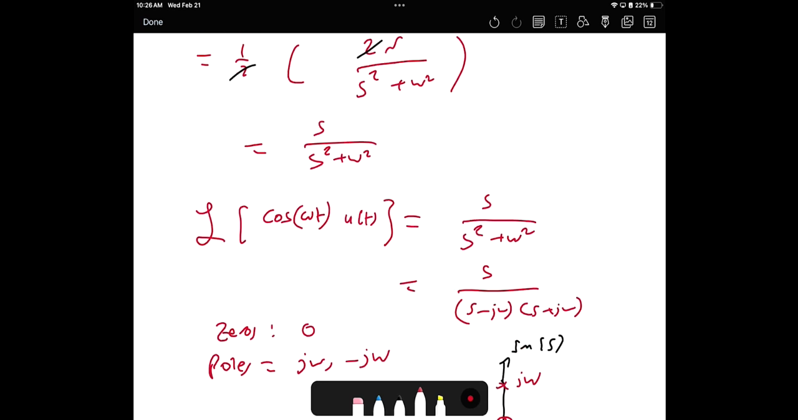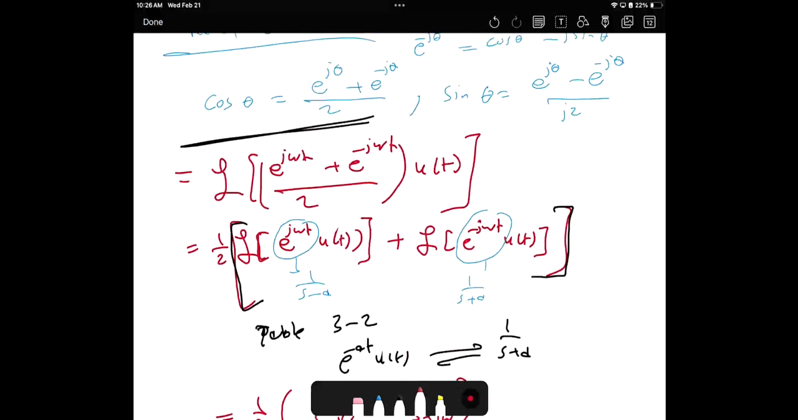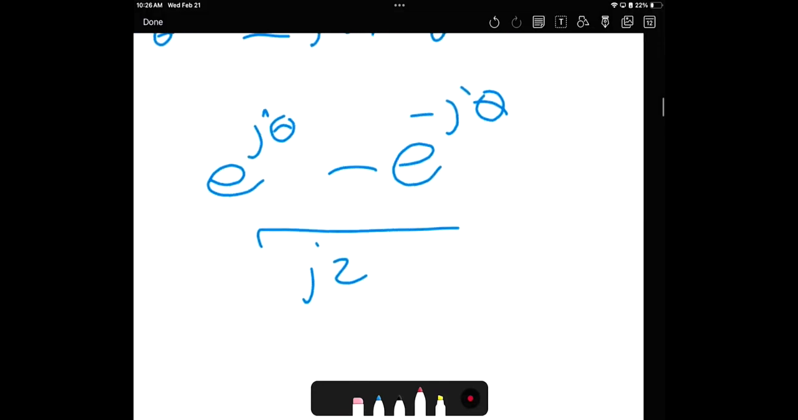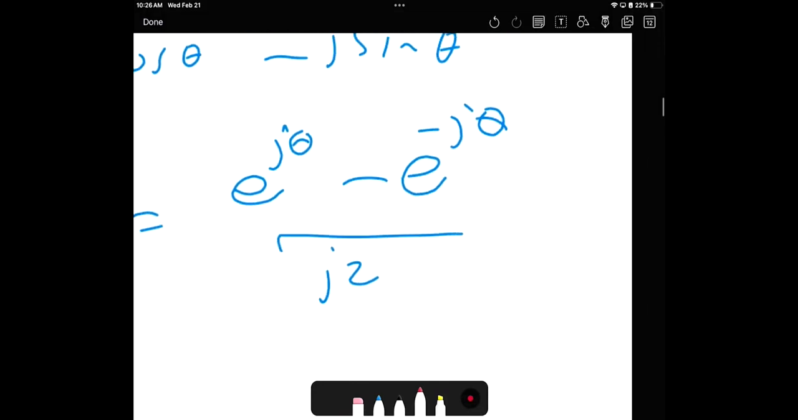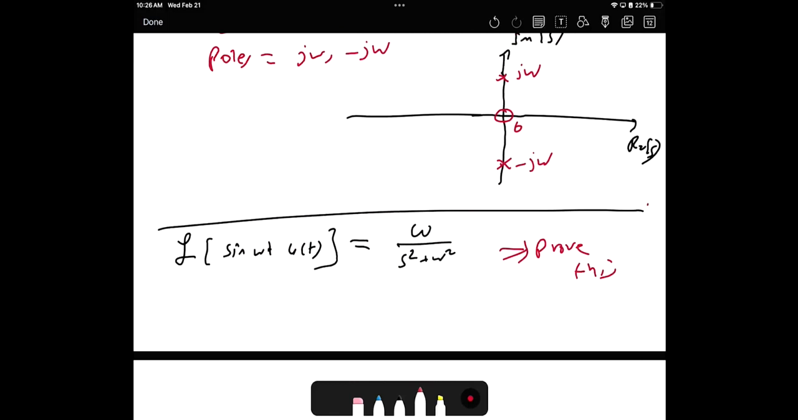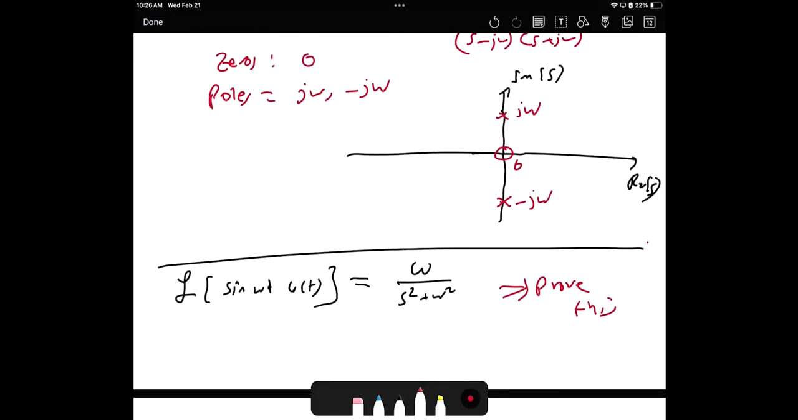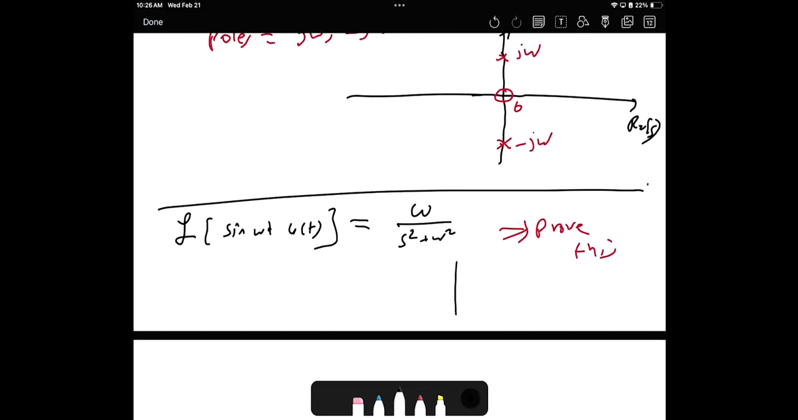The difference is that when you do the exponential, you will use e power j theta minus e power negative j theta over 2j. That's what you will do. Then just follow the procedure to get this. If you plot it in the s-plane, there are no zeros. We have only poles at j omega and negative j omega. There are only two poles.